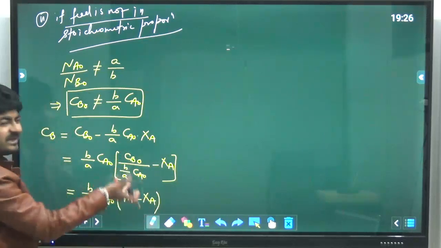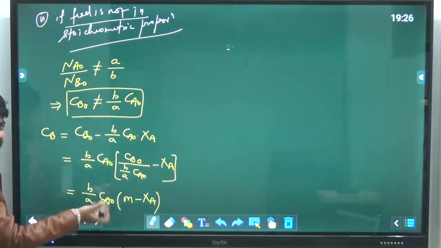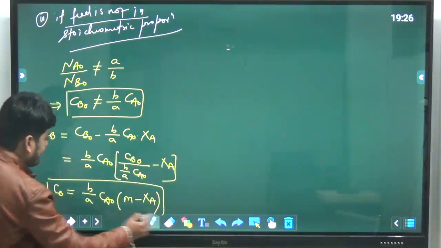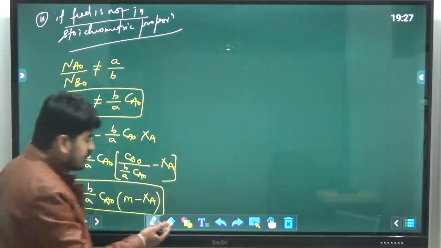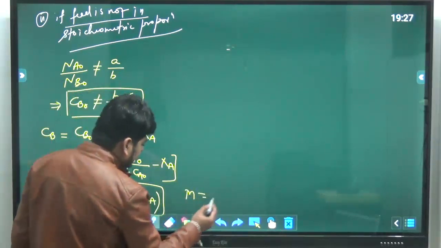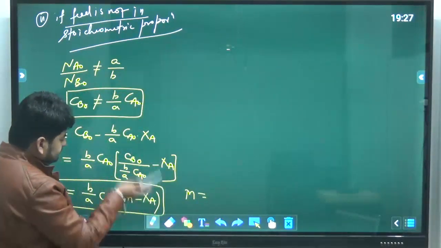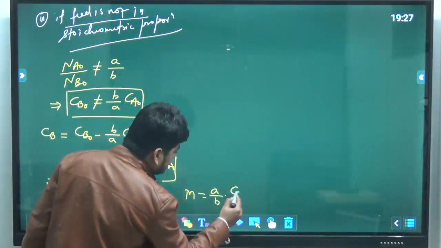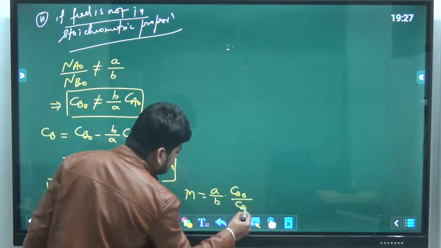Now who will write such a long expression? Why write so many variables? Just say M. Okay, why? Because what is M here? M is equal to A upon B into Cb0 upon Ca0.